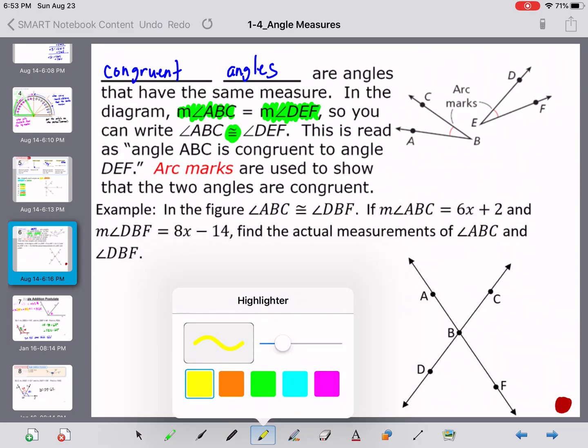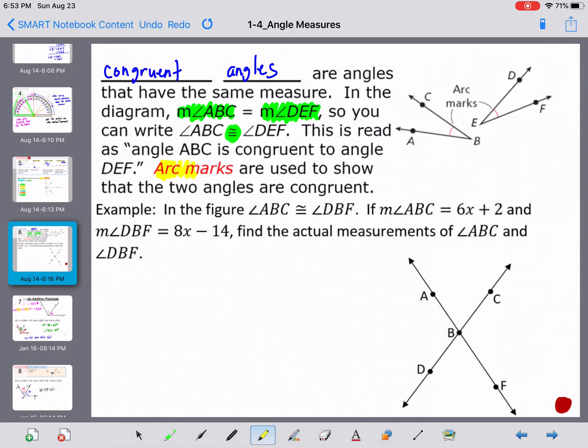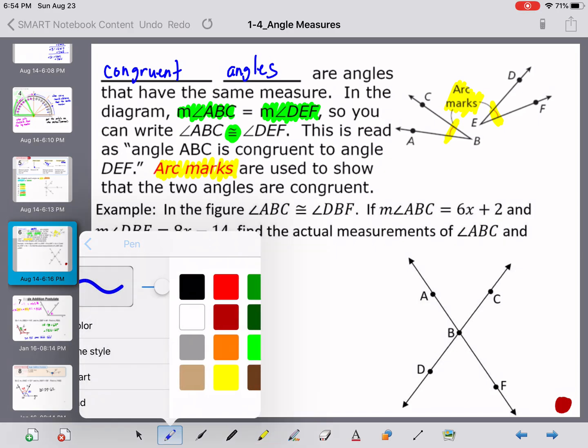Arc marks. Wow, what do those arc marks look like? Those arc marks kind of look like those line segment marks that we made when those segments were congruent. So if we make little marks on the arcs, then those are congruent angles. What can you do if two things are congruent? What did we do with the segments when they were congruent to each other?